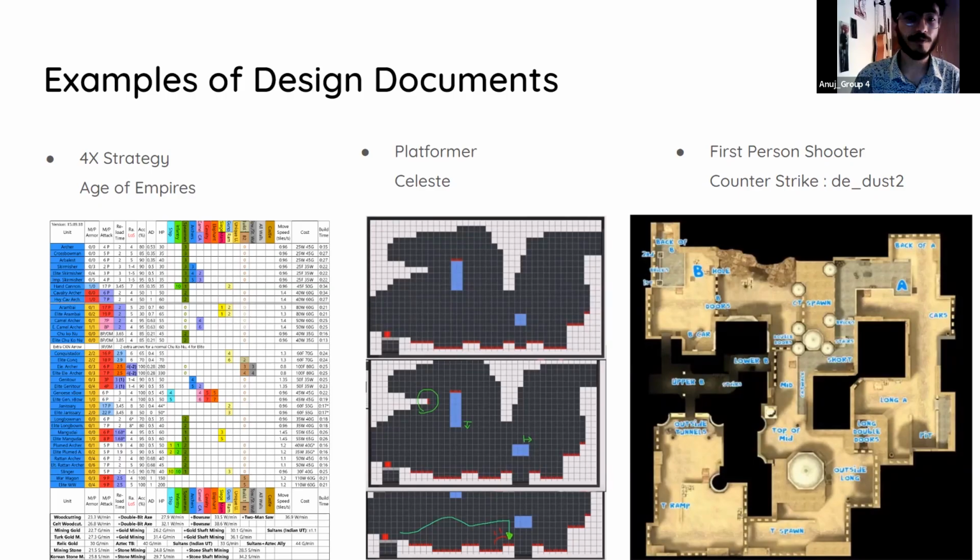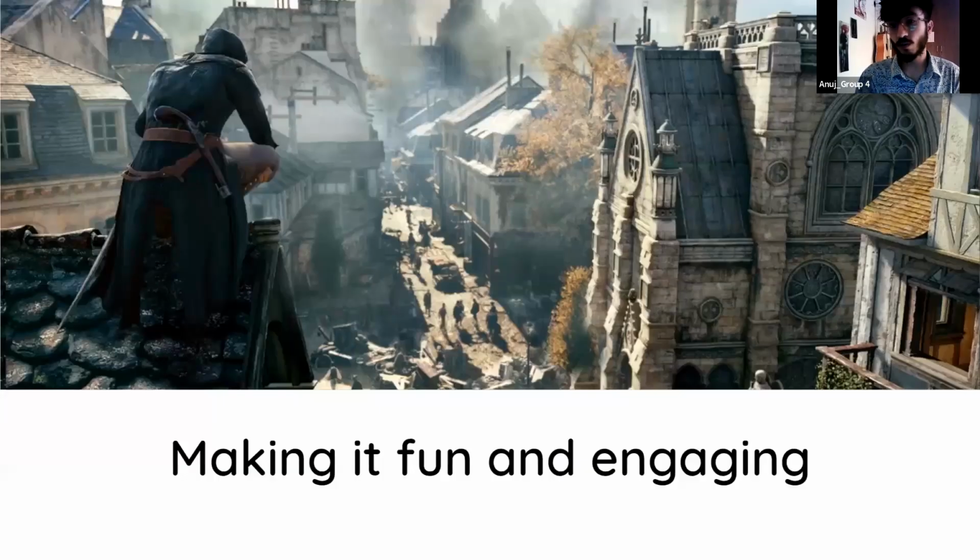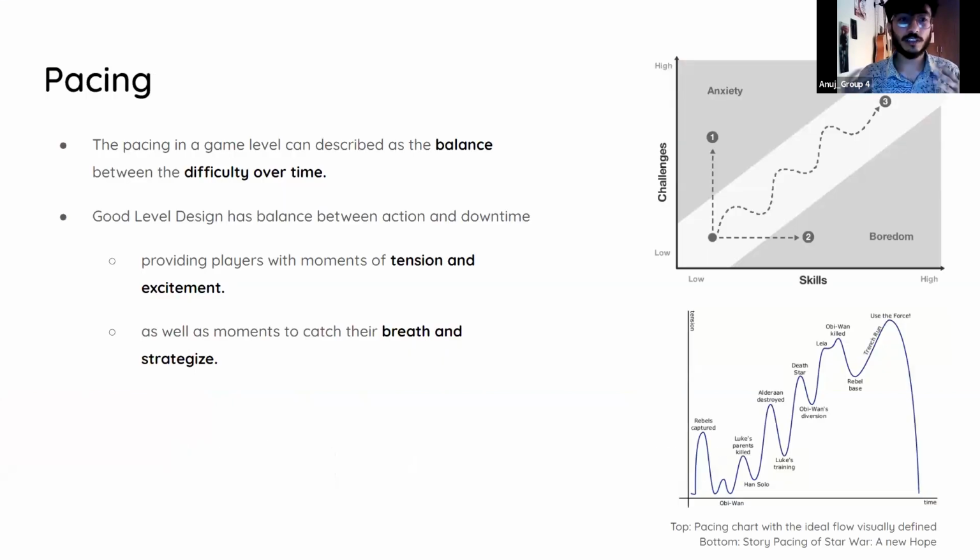So now that we know how to make levels and how to document them, how do we make them fun and engaging? You have a level and you playtested it, but it's not engaging enough, it's not fun enough. So how do you add that? The first concept to make a game more engaging is to look at the pacing of a game. It's basically the balance of difficulty over time.